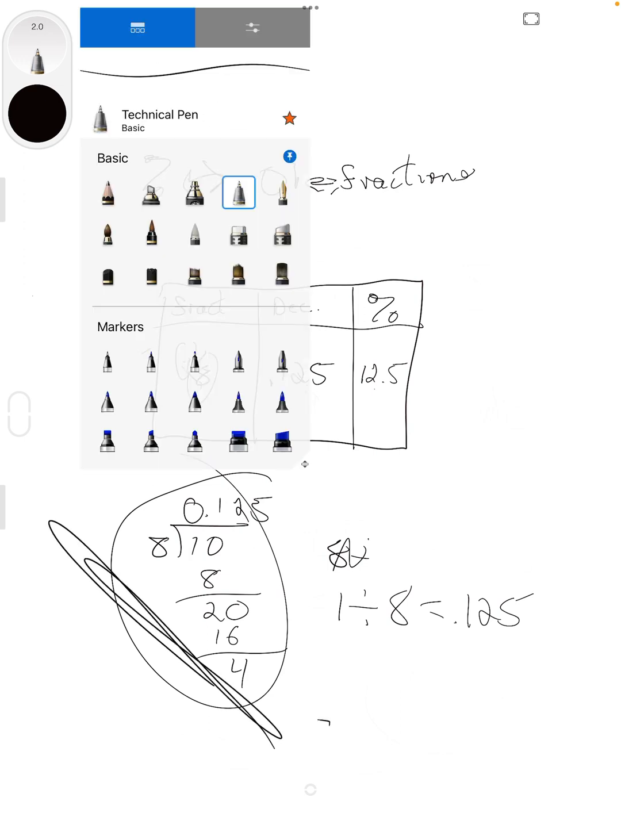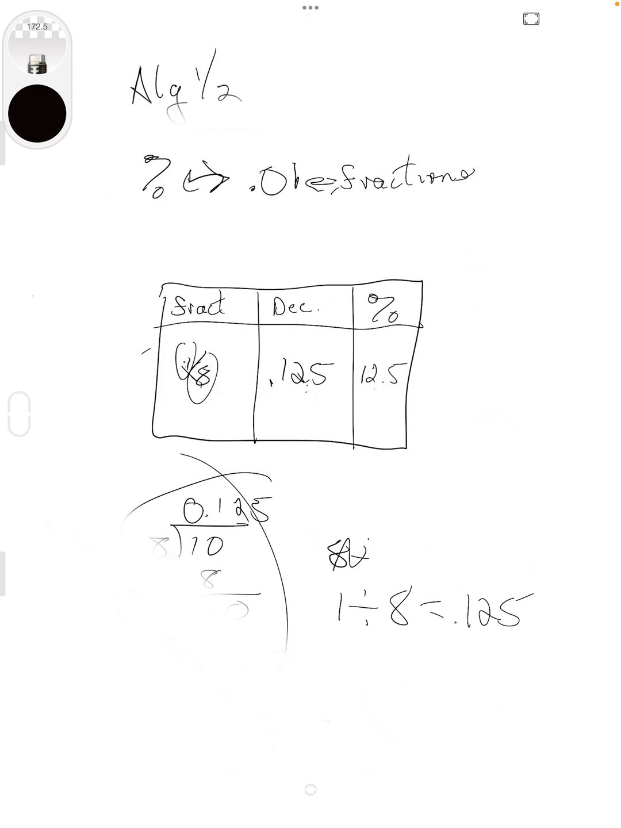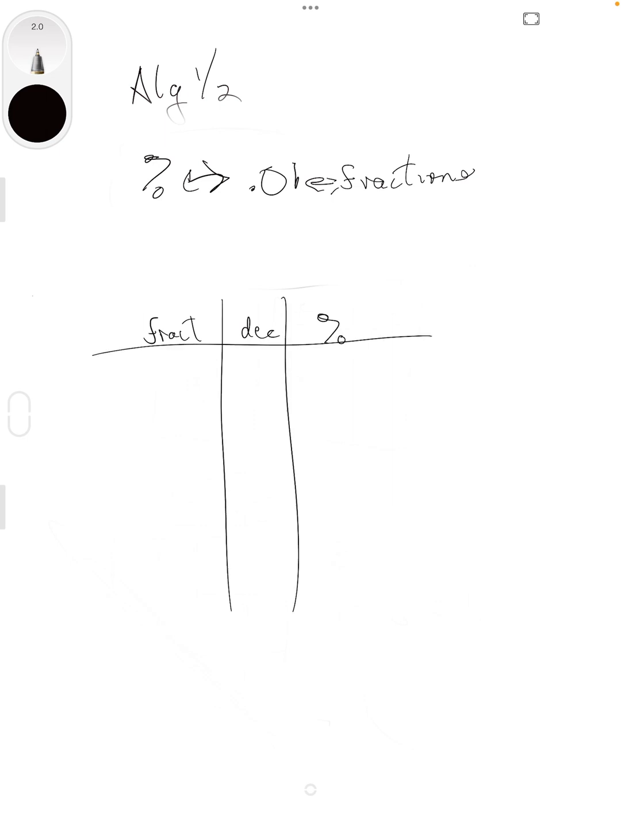There's 3 possibilities for you to see. There is, if you are given a fraction, and so let's make some little chart here. So if I'm given a fraction, I just showed you how to do it.